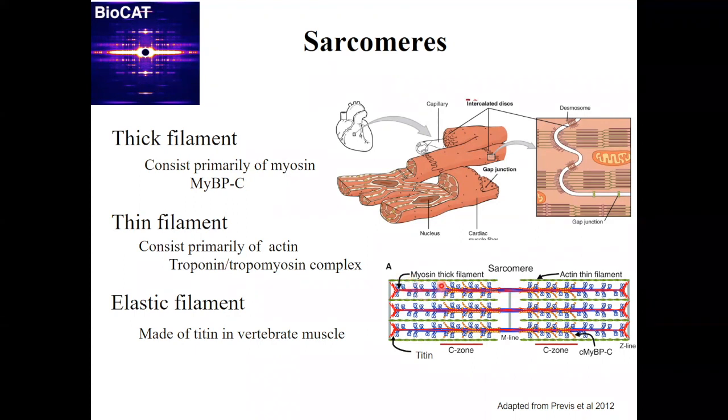There is also myosin binding protein C that anchors on the thick filament and can wave around to either the thick filament or thin filament. You'll hear more about it later in the talk. And there is the elastic protein in vertebrate muscle called titin. It's the biggest molecule identified so far. It spans from the edge of the sarcomere, called the Z band, all the way to the middle of the sarcomere, called the M line.